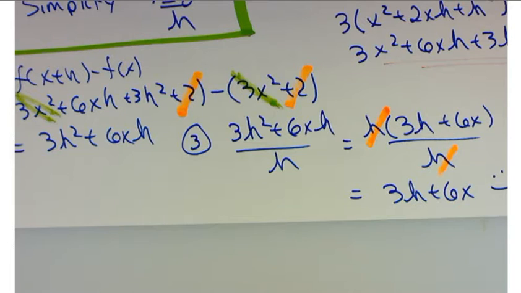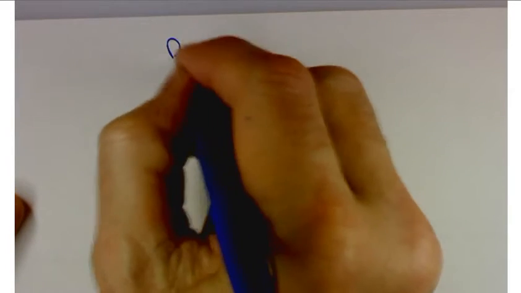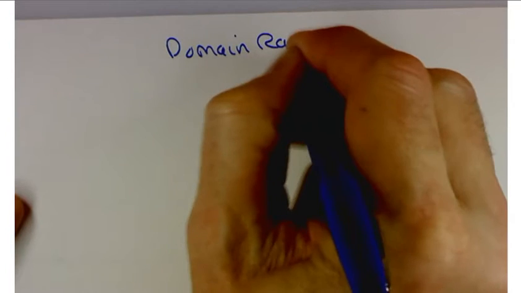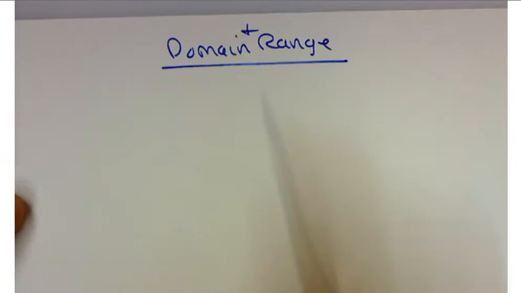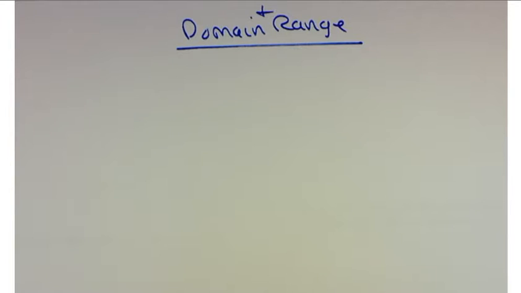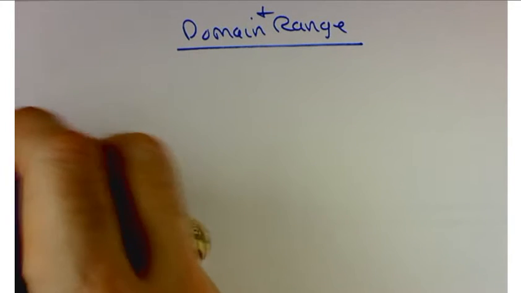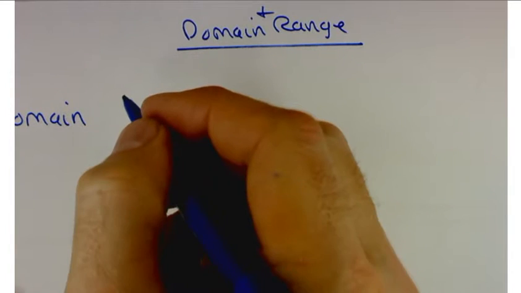Okay, let's finish up with a little work on domain and range. So, domain and range. There's a couple ways to think of domain. The domain is the values of x that you can put into a function and have the function be well defined. So our domain, if you're thinking of this thing algebraically, is this.